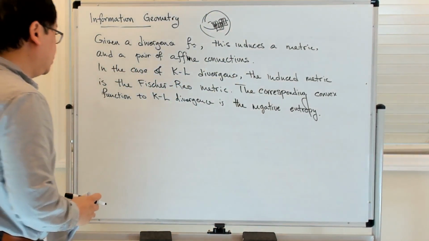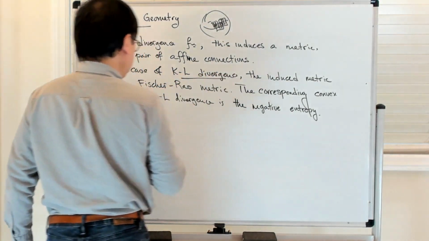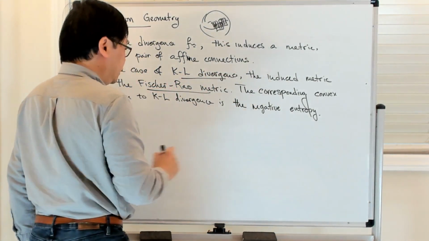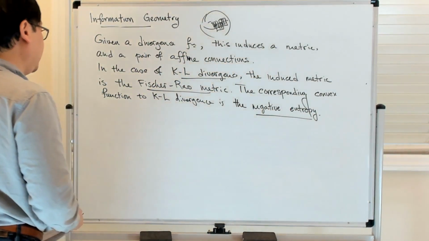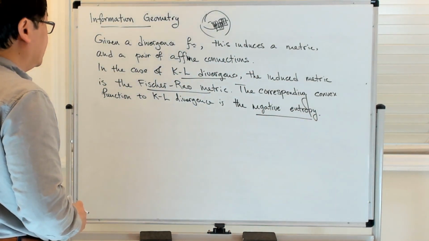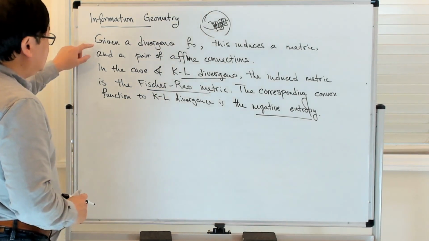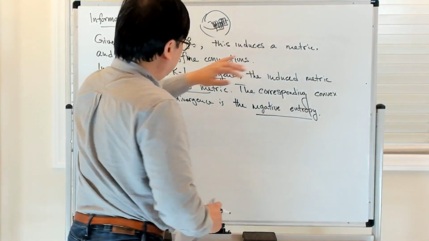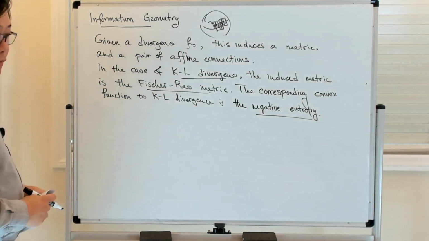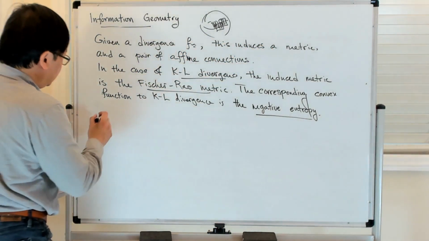Okay, so that's going to be interesting. KL divergence is somehow related to the Fisher-Rao metric, and it's also related to this idea of the negative entropy. Okay, all right. So let me go back to the point I made, where the divergence function induces a metric and also induces a pair of affine connections.